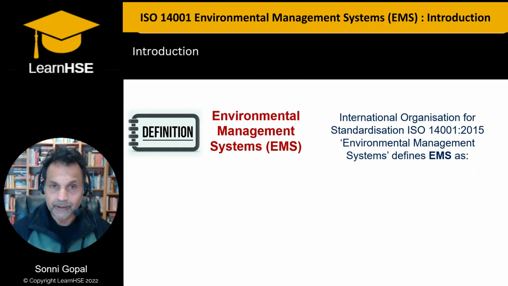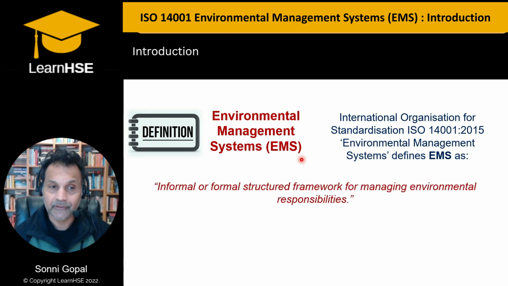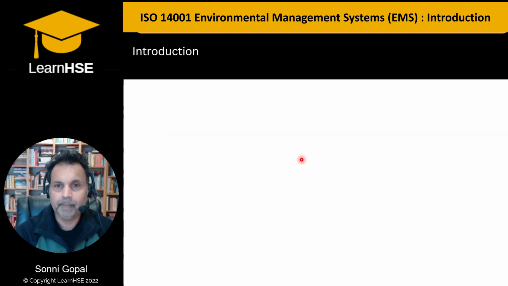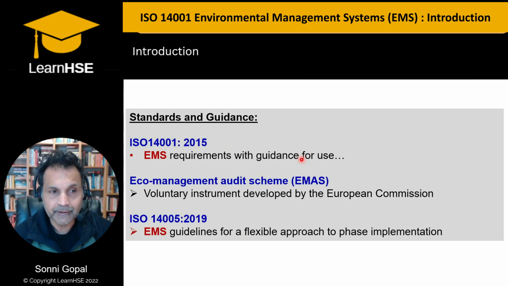Before we get going, we need a definition for environmental management systems. Again, we go to our trusted standard, ISO 14001, which defines an EMS as an informal or formal structured framework for managing environmental responsibilities. Let's just take a step back again to talk about standards and guidances. And ISO 14001:2015 is an environmental management system which defines requirements with guidance and use.